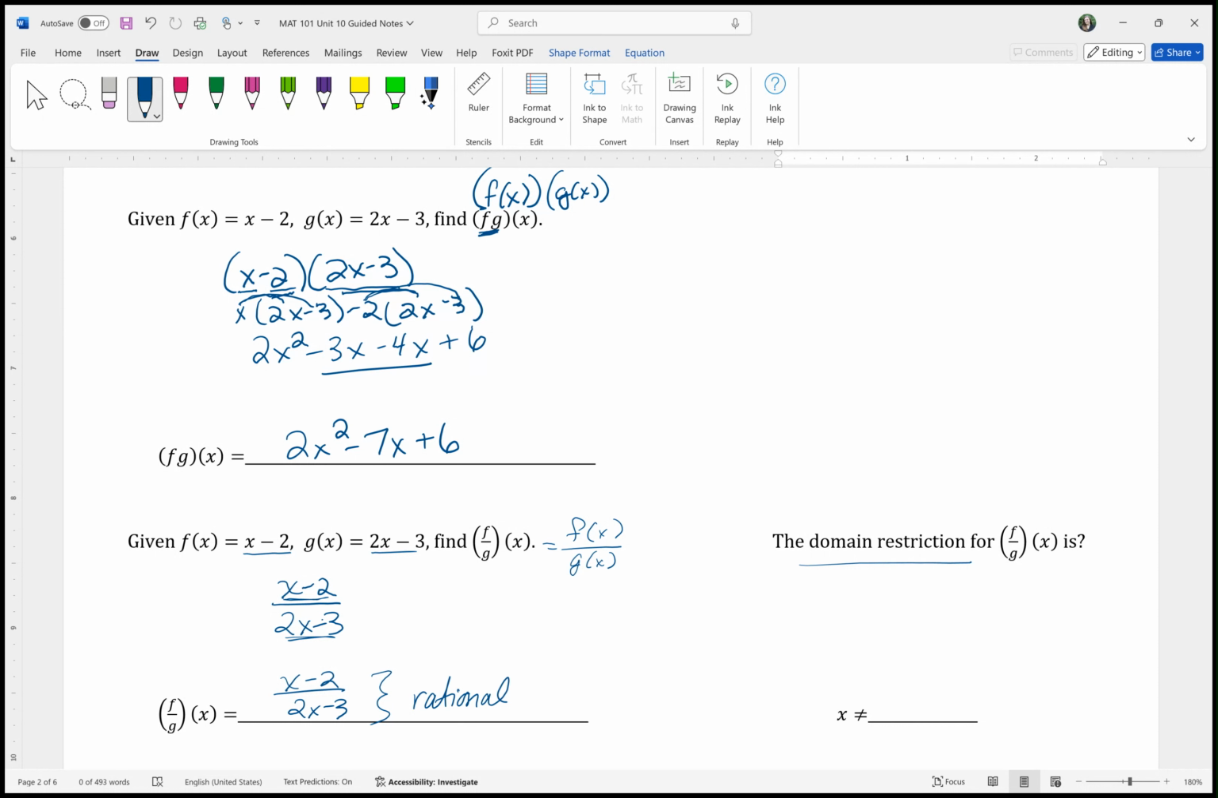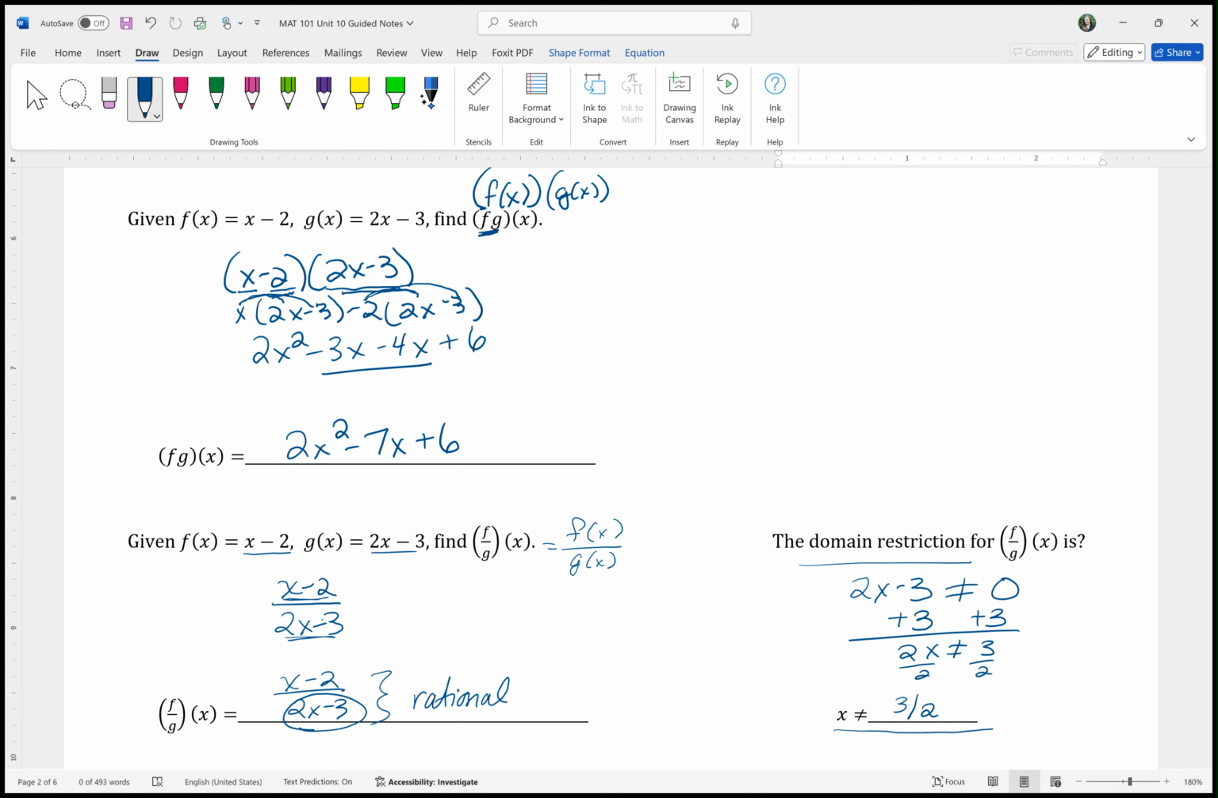It's the same way that we did when we did the rational functions and we were looking for the domain. We don't want the denominator to equal 0. So we are going to take this denominator, 2x minus 3, and say, hey, this can't equal 0. And we want to find what value that is. So add 3. 2x cannot equal 3, and divide by 2. And we get x cannot equal 3 halves.